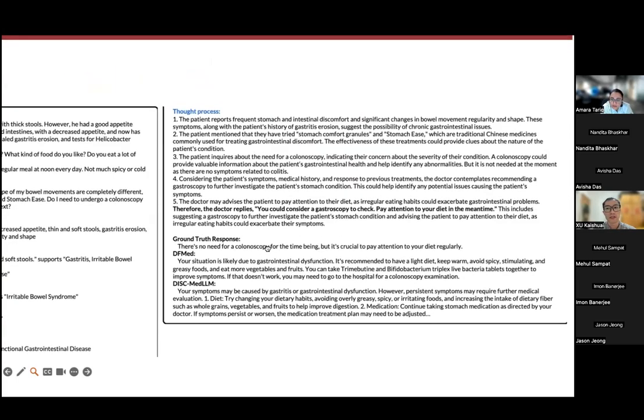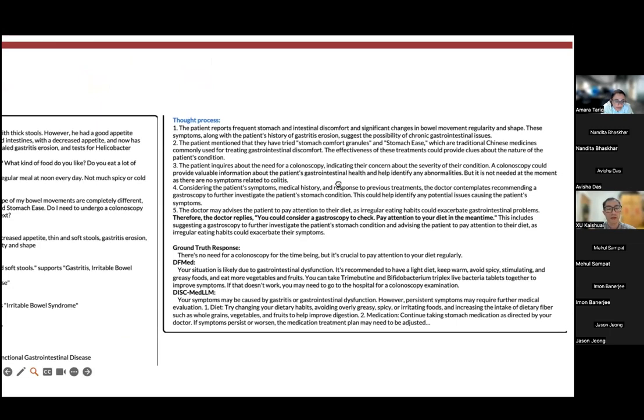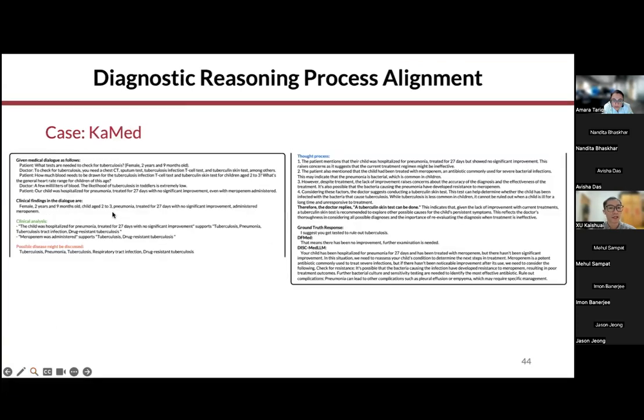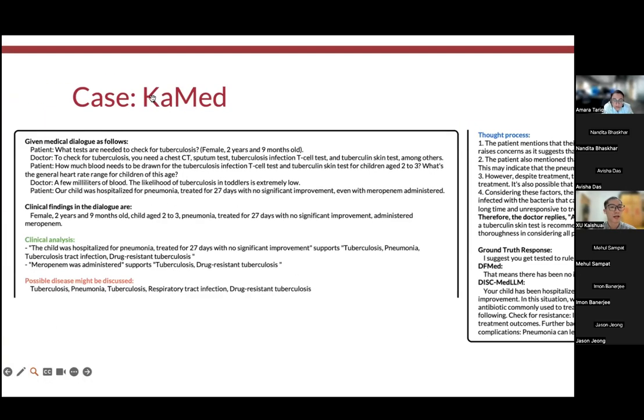And here are the generated thought processes. Actually, I think it is quite a good thought process that actually helps me to understand the responses. It includes 5 steps, and the response is here. We extracted it from the thought processes. The response is that you could consider a gastroscopy to check, and pay attention to your diet in the meantime. It is very similar to the ground truth response. Another case is the CARMAP dataset.